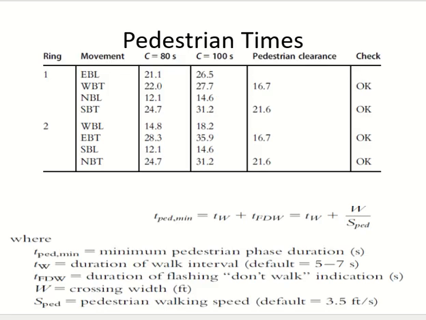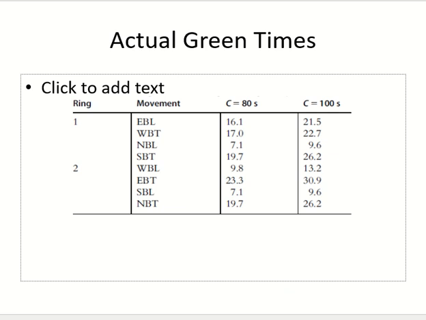Okay, what do we have here? We have the green time for every movement according to each cycle length. Remember, we have two equations for cycle length. So we have two cycle lengths and they did the calculation for both of them. The last step is pedestrian check.